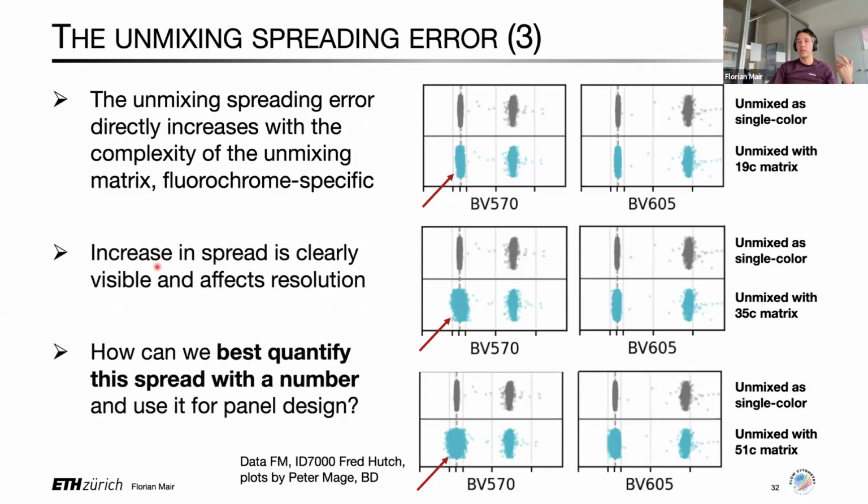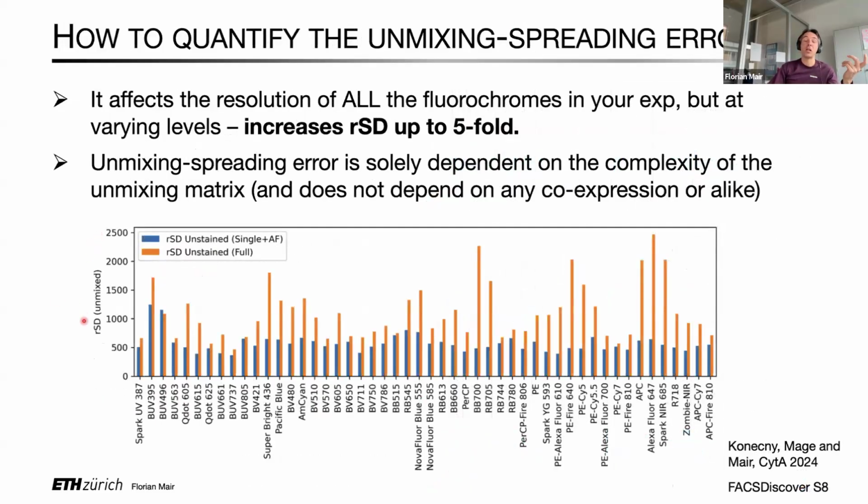So what we concluded is that this increase in spread is clearly visible and it affects the resolution. But the question remains, besides generating these plots and looking at them, how can we best quantify it with a number and use it for panel design? And what we initially did is we basically just calculated the RSD of unstained cells under these different conditions. And this is basically what this plot here is supposed to show you. So this is actually now the data from the final 50-color panel as it was acquired on the FACSDiscover S8, where in blue, you can always see the RSD of the unstained cells in the context of single-color unmixing with that respective fluorochrome.